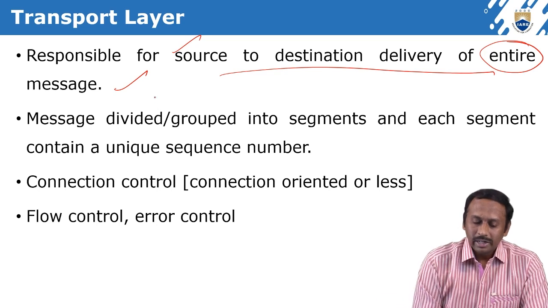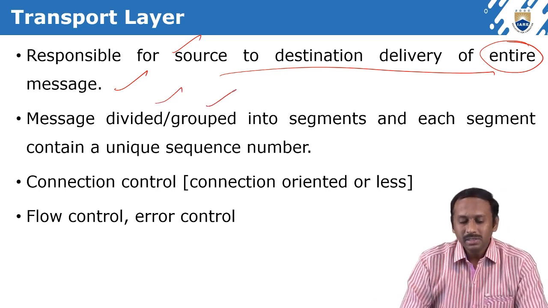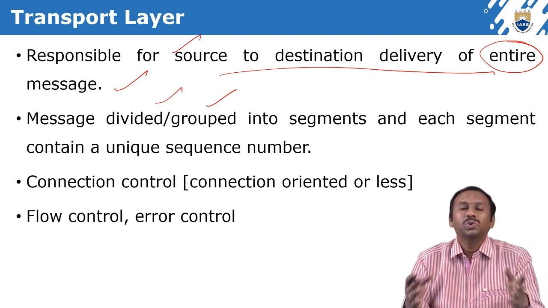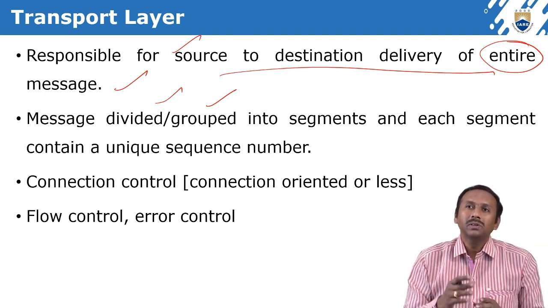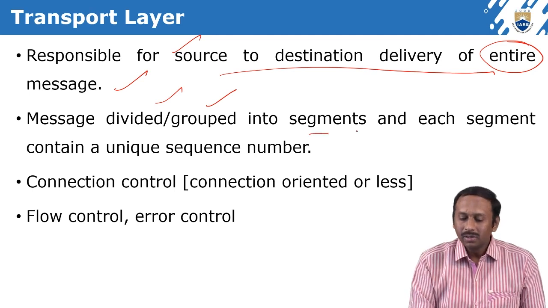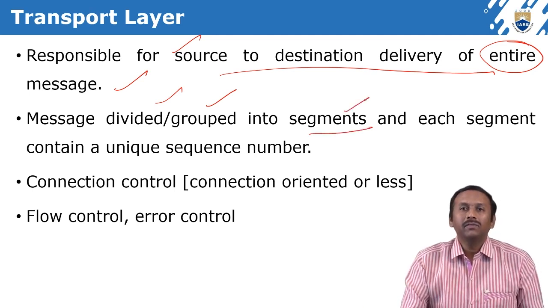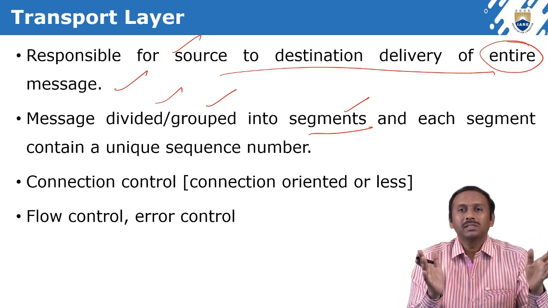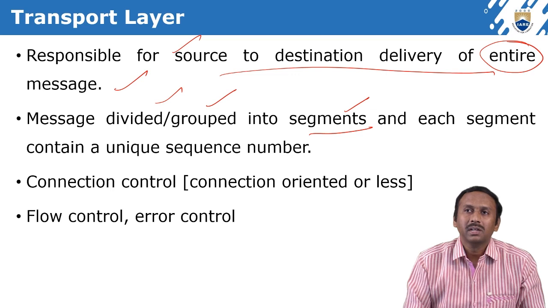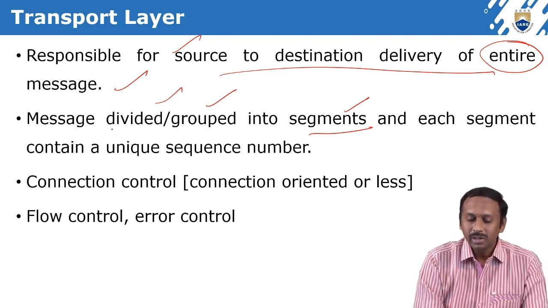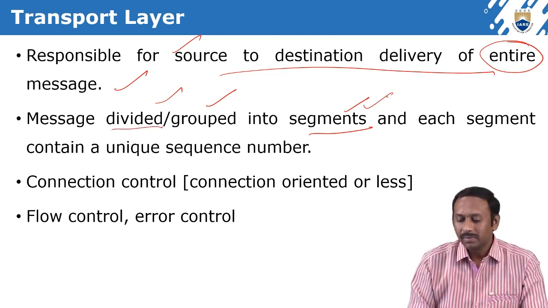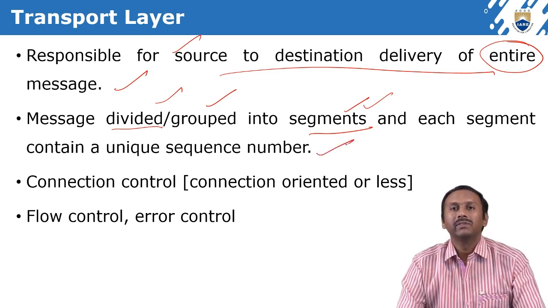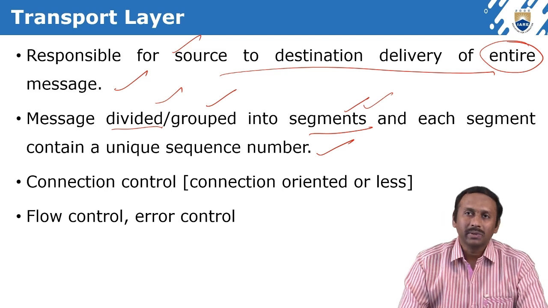Here, divided or grouped means that if data is coming from the network layer, it is going to group the data packets into segments, right? If the data coming from the upper layers is more than the segment size, then at that time the data is going to be divided into segments, and each segment contains a unique sequence number. That means each and every segment has one unique number.